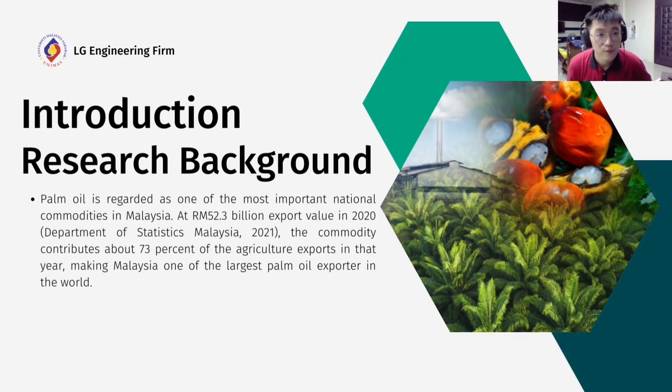My name is Eric Wong with matric number 69610, and today we are going to introduce our product, which is the motorized palm harvester for use with palm oil. Palm oil is regarded as one of the most important national commodities in Malaysia. At RM 52.3 billion export value in 2020, the commodity contributes about 73% of the agriculture exports in that year, which makes Malaysia one of the largest palm oil exporters in the world.